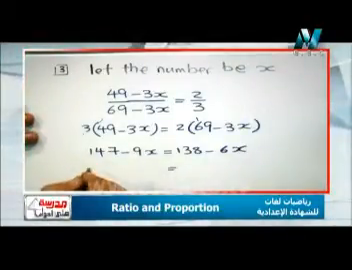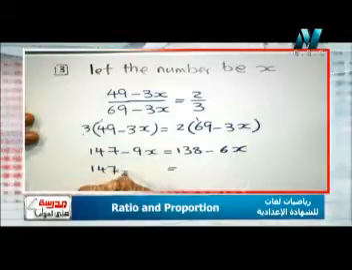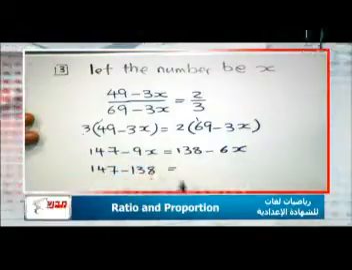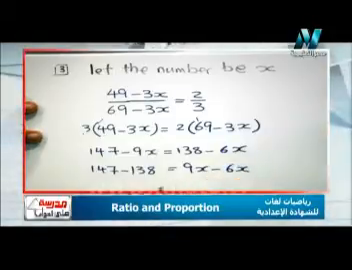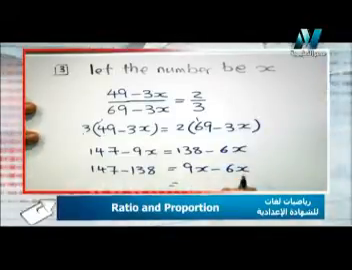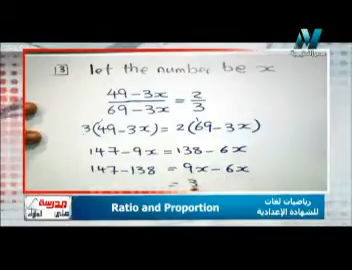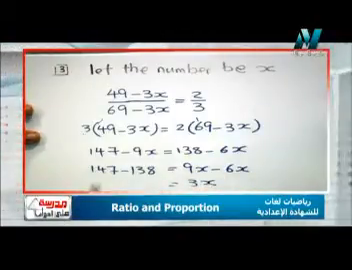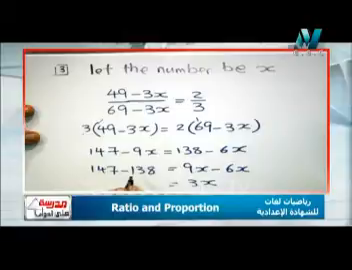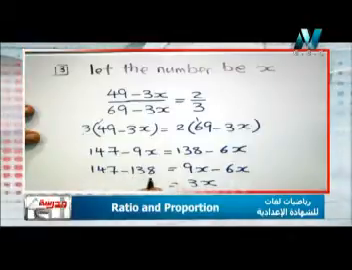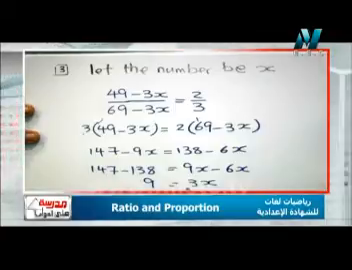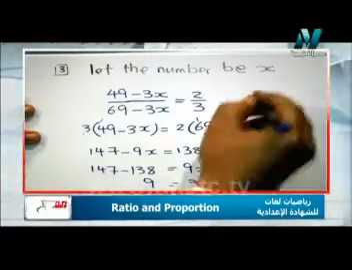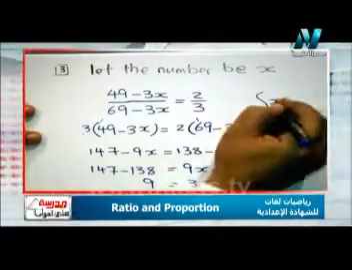So we have 147 minus 138 equals 9, and x minus 6x equals... For 9x minus 6x, the answer is 3x. And for 147 minus 138, the answer is 9. And 3x equals 9, so of course x will be 3.